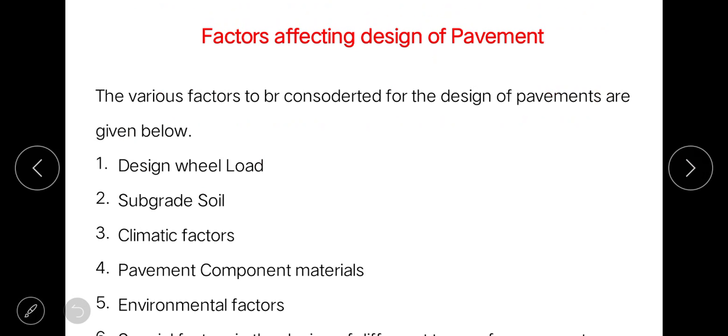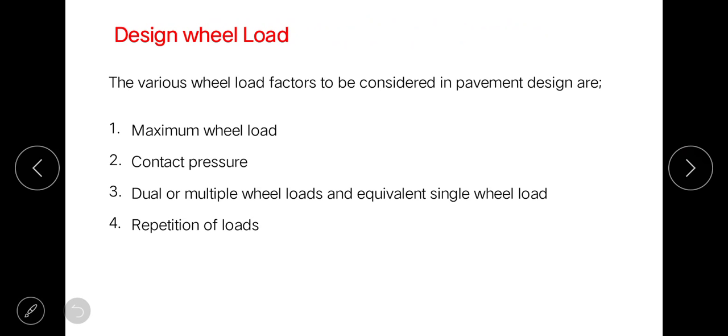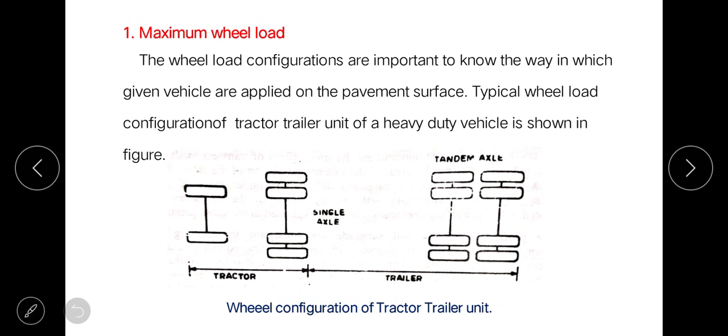Now there are several factors which will affect the design of a pavement, like design wheel load, subgrade soil, climatic condition, pavement component material, environmental factors. Now design wheel load. If we consider this one factor only, still there are various different components included in this wheel load factor, which are maximum wheel load, contact pressure, dual or multiple wheel loads or equivalent single wheel load, and repetition of loads. Let us learn one by one in detail.